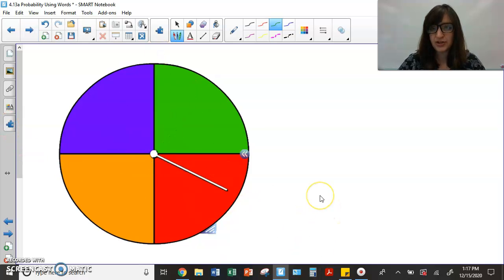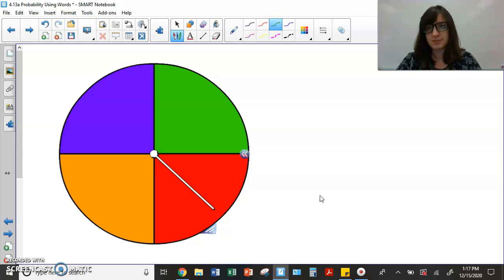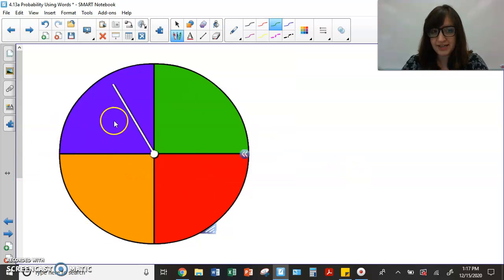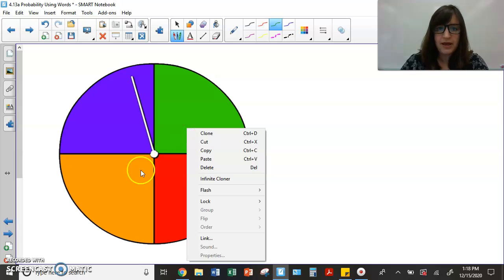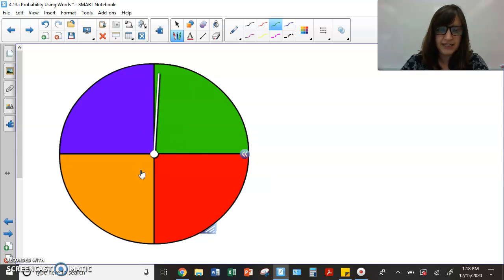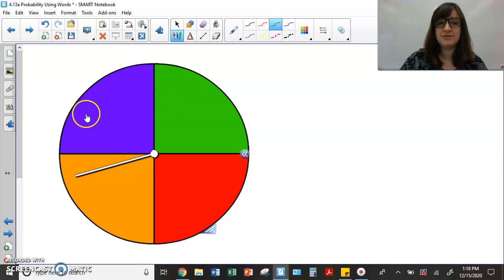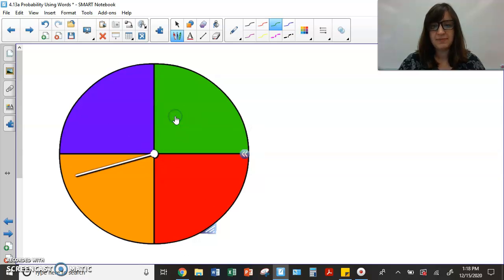This is a spinner. You'll also see different kinds of spinners in probability problems. This one has equal sized parts. So it's divided into 4 equal sized pieces. So we've got green, red, orange, and purple. When I spin it, you don't know which one it's going to land on. Okay, this time it was purple. But a lot of times when you're dealing with probability, if you spin something enough times, it'll even out if they're equal sized pieces, but sometimes half of it would be purple and the other sides would be smaller. So each time it can be a little bit different depending on the spinner.